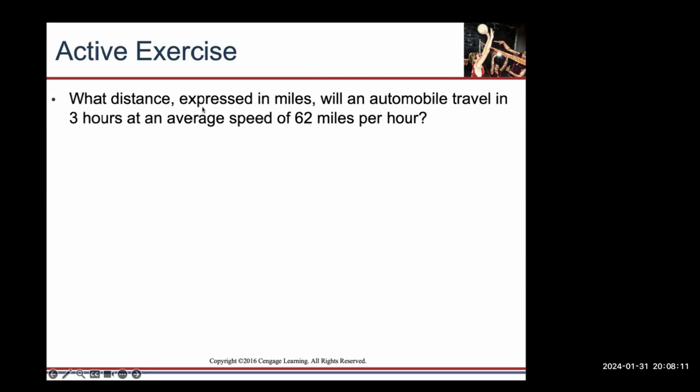So what is the distance expressed in miles an automobile will travel in 3 hours at an average speed of 62 miles per hour? Okay. So I'll give you guys a minute to work the problem, and then we'll go over it together.